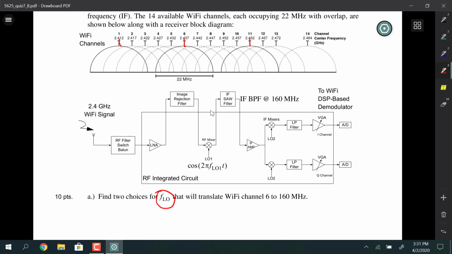So I gave you the spectrum, and I said find two choices for the local oscillator frequency that will translate channel 6. So I was picking this one right here, which is centered at 2.437 gigahertz. Translate it to 160 megahertz.